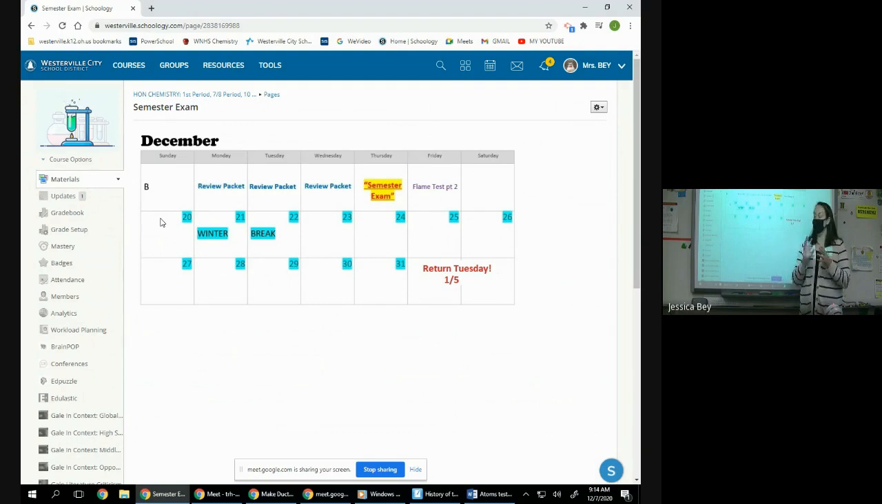Now, I use that very, very loosely. It has to be done in 40 minutes because we don't have a double block period. So it's not going to be a long test. It's going to be on Schoology. So it's going to have to be a review or multiple choice. And the other thing is that I will probably, more than likely, 99.9% sure, let you use your review packet on the exam.